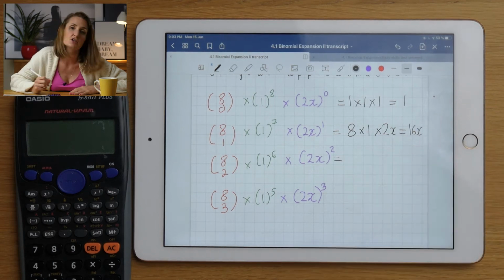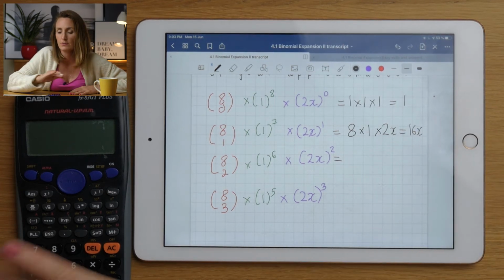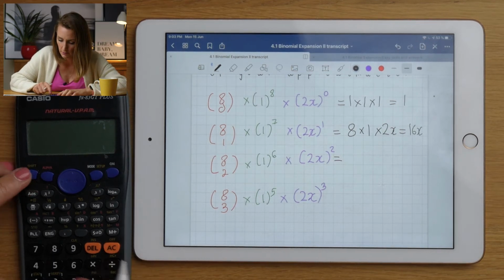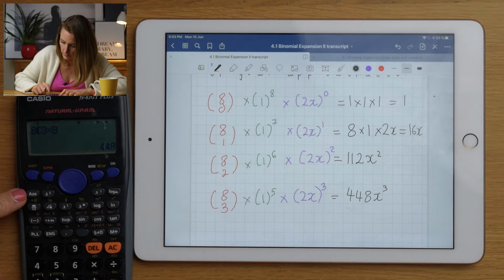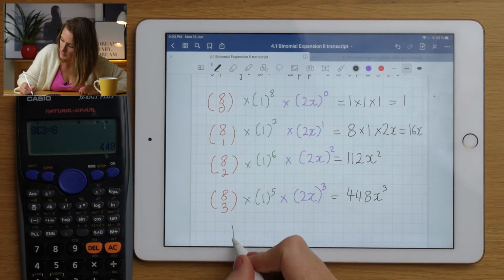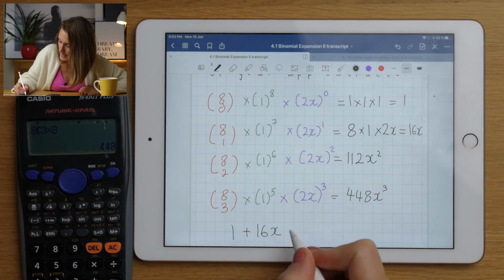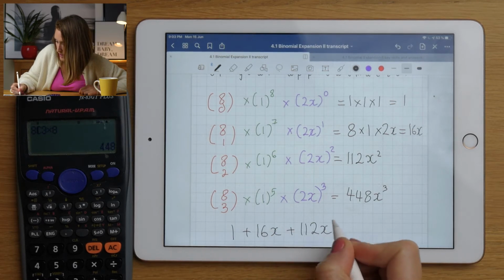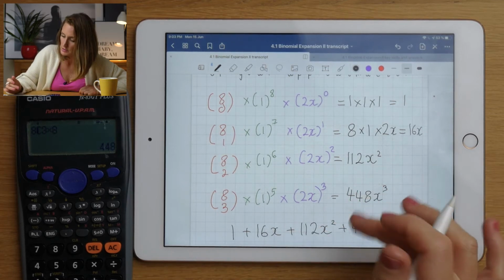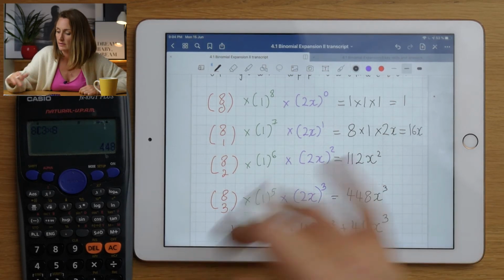So we're just rehashing what we've learned in a previous key skill, so I'm going to fast forward through this now. Okay, so I've been asked for the first 4 terms only. So I'd have 1 plus 16x plus 112x squared plus 448x cubed. So that's just what we've previously learned.